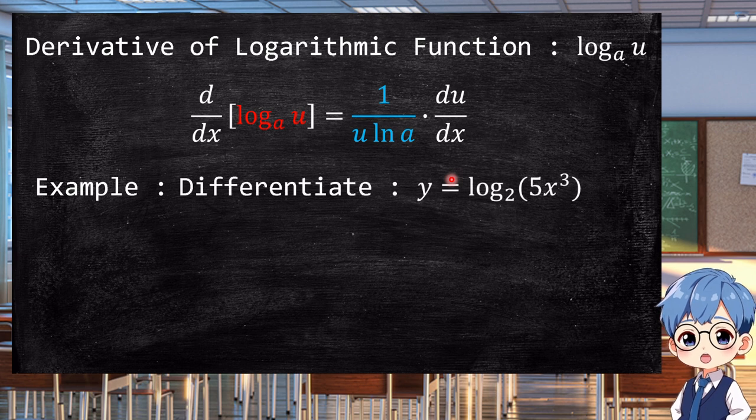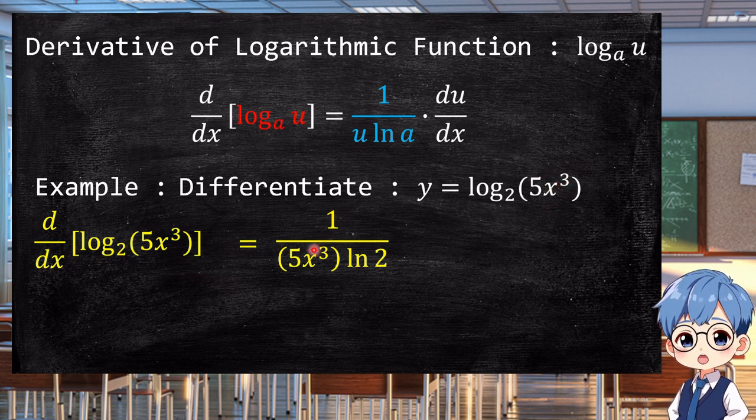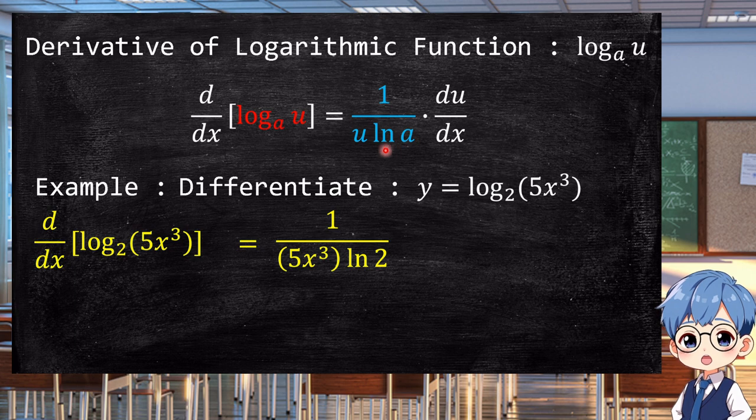Let's have an example. So differentiate y equals log to the base 2 of 5x cubed. So again, it's just 1 over u. Our u here is 5x cubed. So that's why we have 1 over 5x cubed. But take note, there is ln of a. So our a here is 2. That's why we have ln of 2 here. And then times the derivative of u.